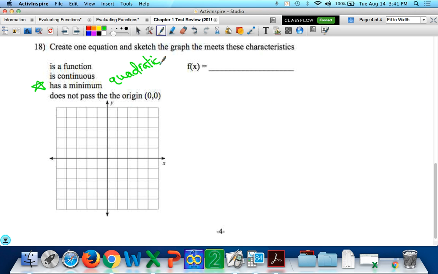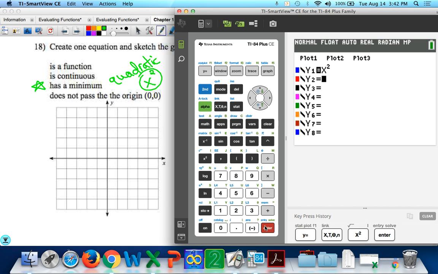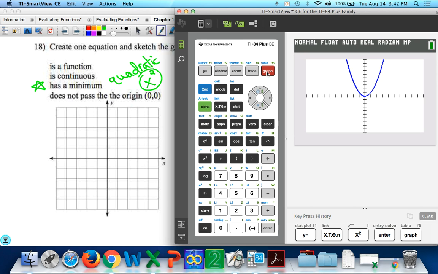The key thing about a quadratic equation is that it has some sort of variable squared as its highest power. So let's start out with that. Don't start out by writing it up here. You don't know if it's going to work yet. Let's start out in our calculator. We have y equals x squared. Let's take a look at that graph. It's a quadratic. It's continuous. It's a function, and it has a minimum.